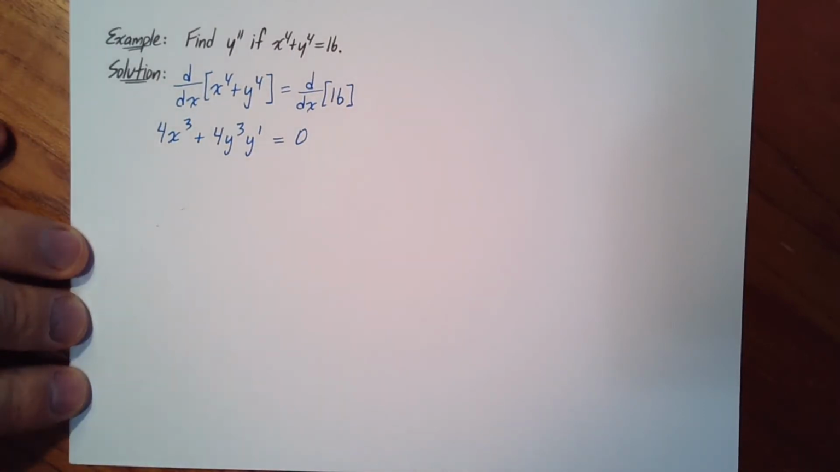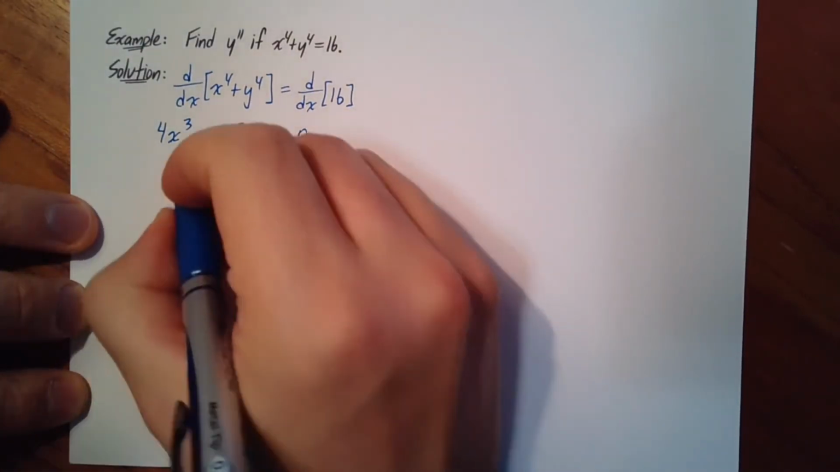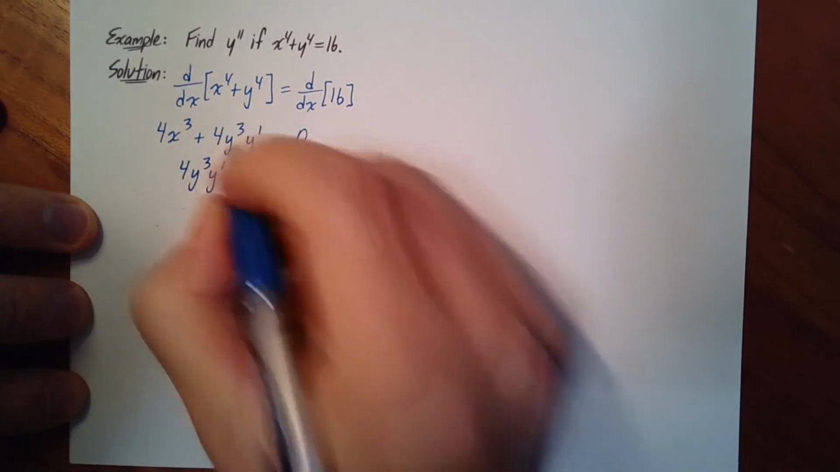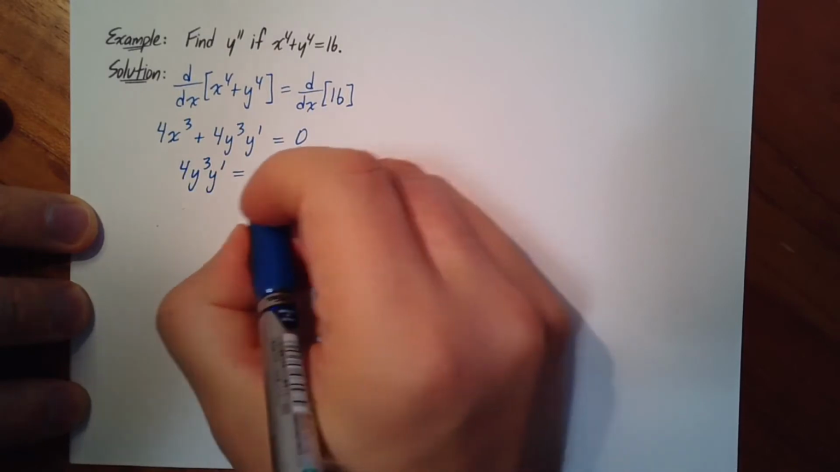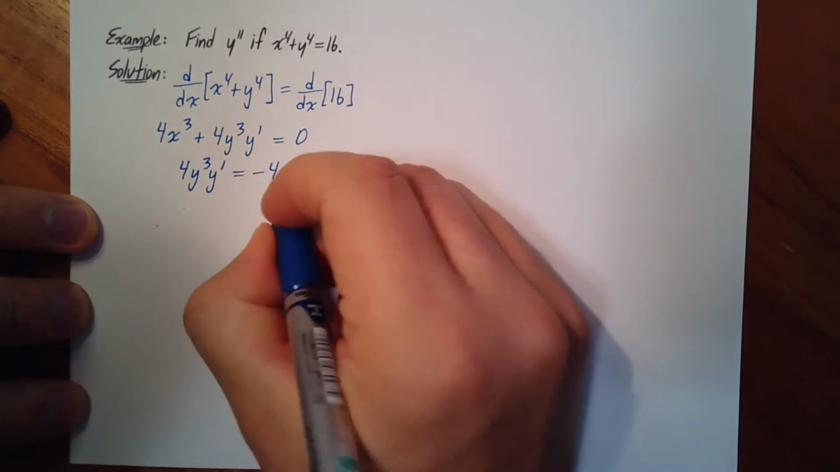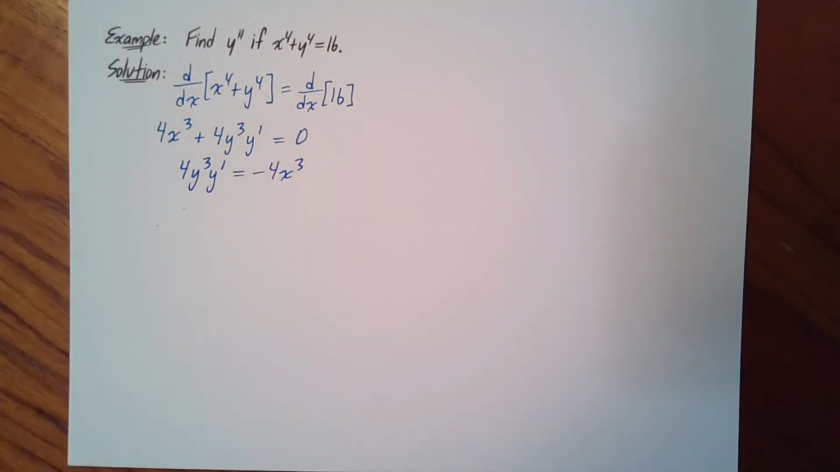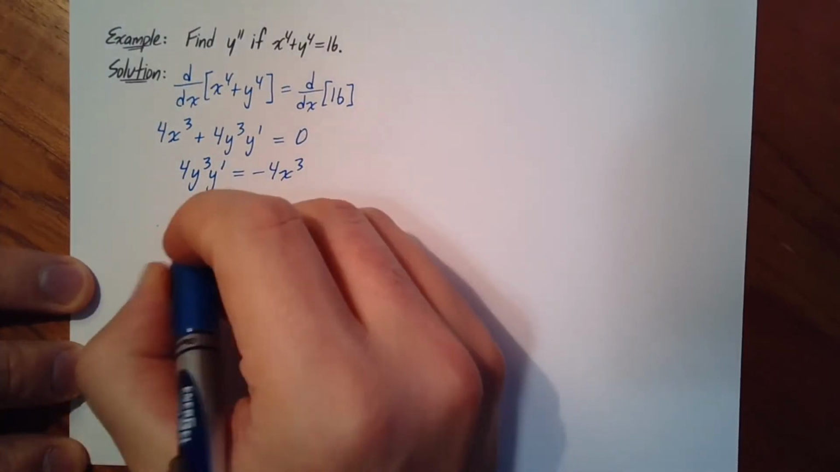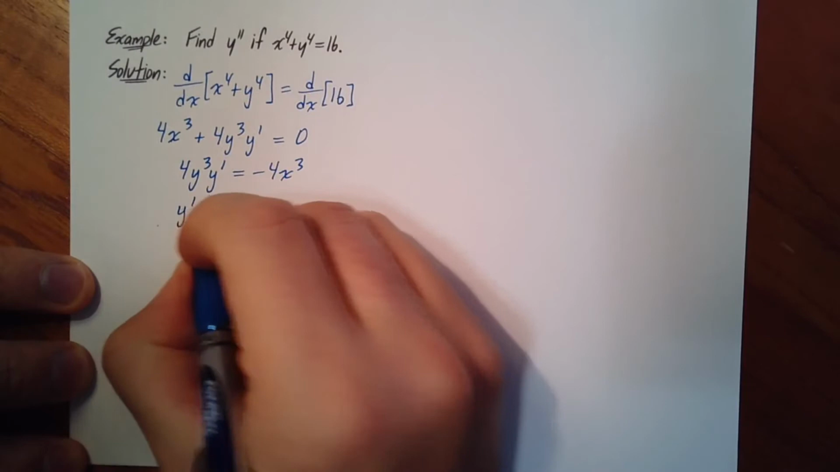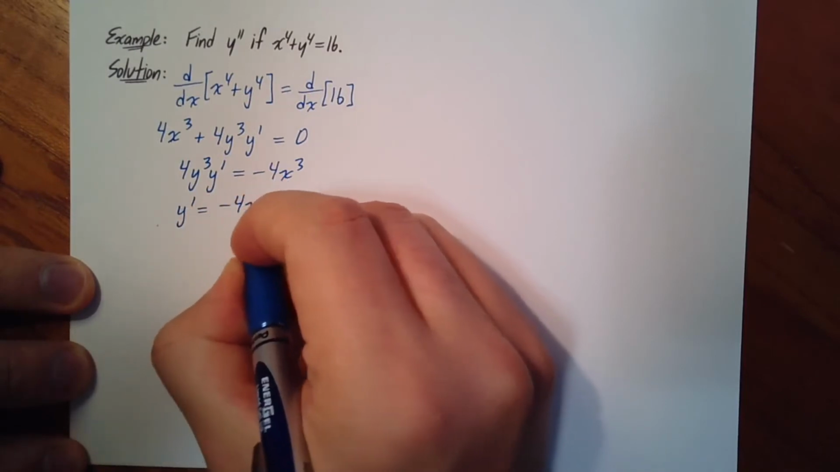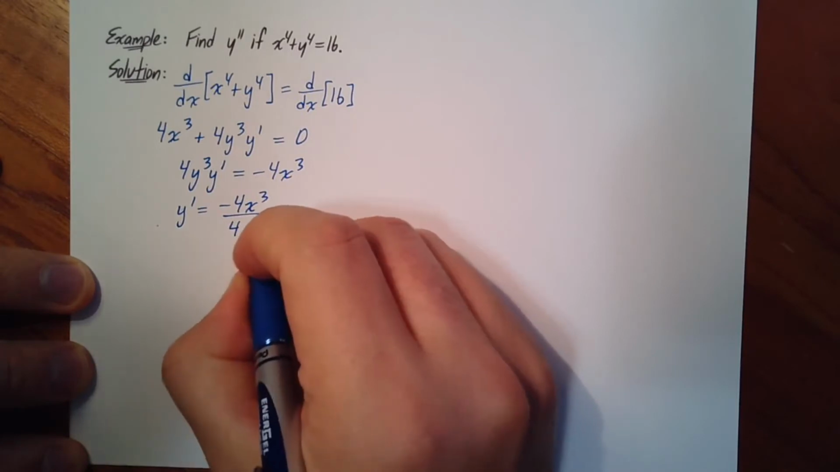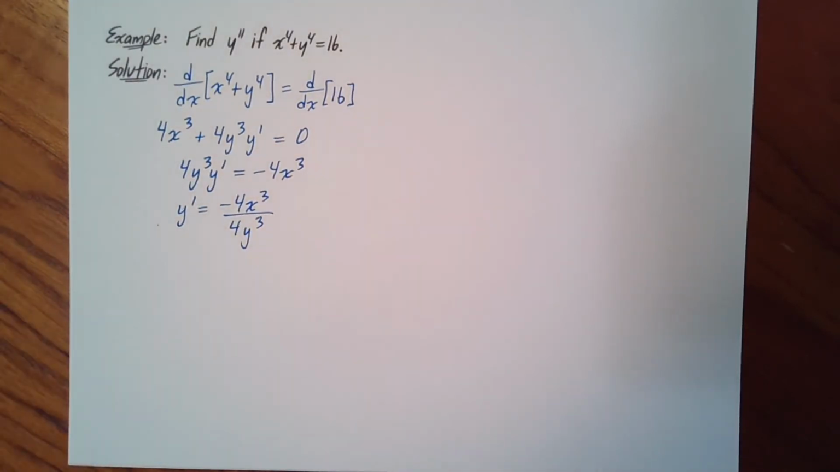Okay, now we want to solve for y prime. So just move the 4x cubed over. So we're going to get 4y cubed y prime is equal to negative 4x cubed. All right, and then we'll just divide both sides of the equation by 4y cubed and isolate the y prime. So we're going to get negative 4x cubed over 4y cubed. So that is our y prime.